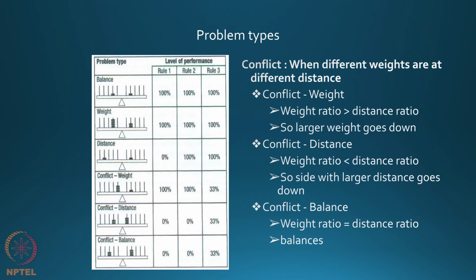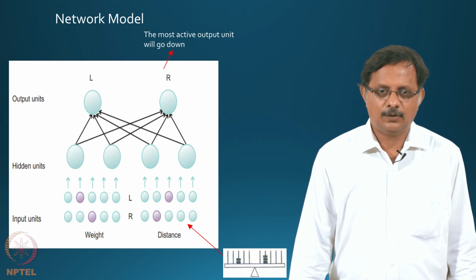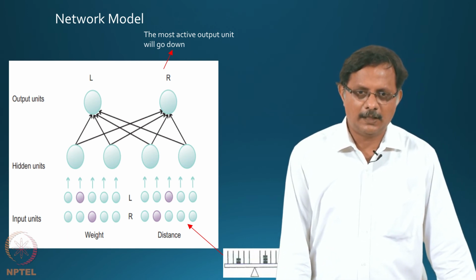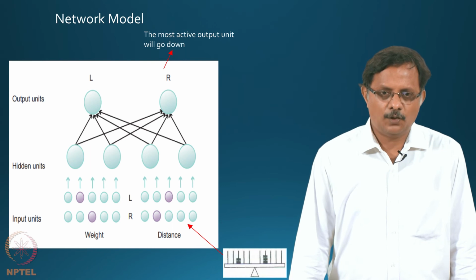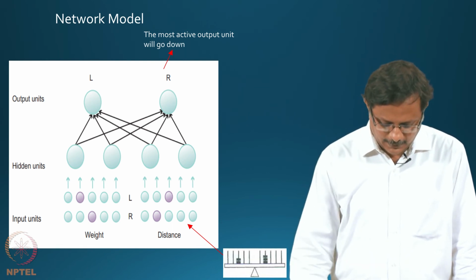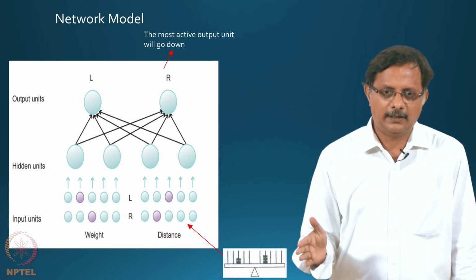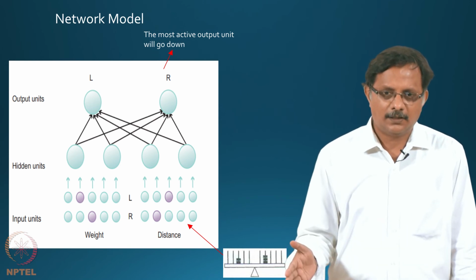Similarly, you can work out what kind of performance you will get when you apply a given rule to a given configuration. You can see the different levels of performance you get when you apply different rules to different configurations in this table. They then applied this task to a network, a multilayer perceptron with 3 layers, as follows. The input has 4 sub layers, with 2 sections in this input layer corresponding to the 2 sides of the balance.